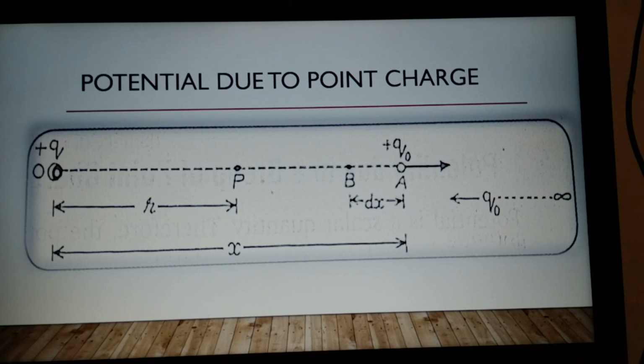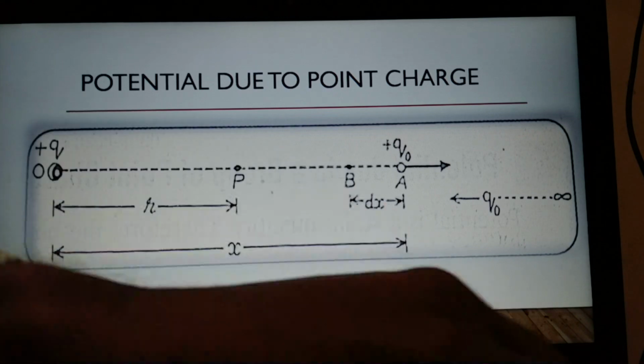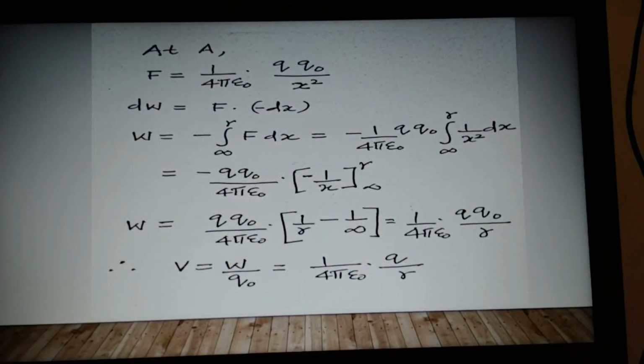And I already told you, you are displacing it against the force. So according to the force, dx is negative. So when you are calculating the work done, dW is equal to F into minus dx. What is that dW? That is the small work done to displace the test charge q0 through a distance dx against the force.